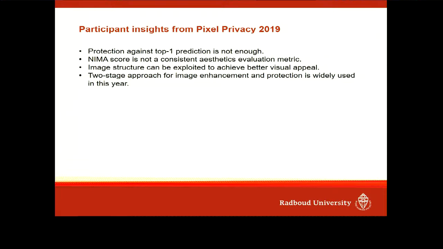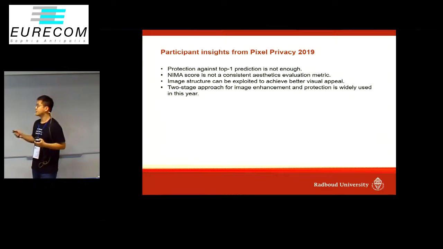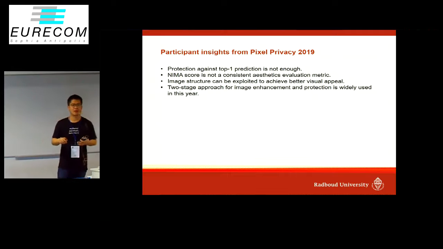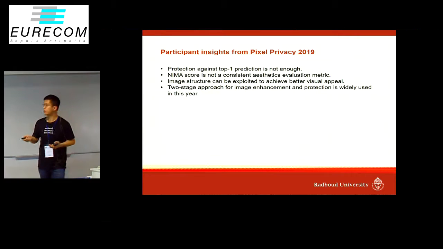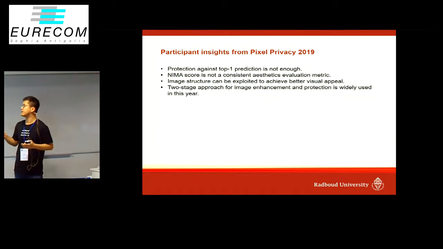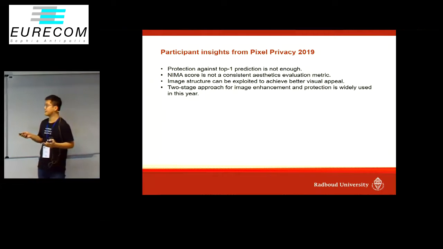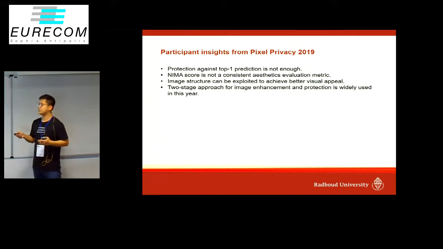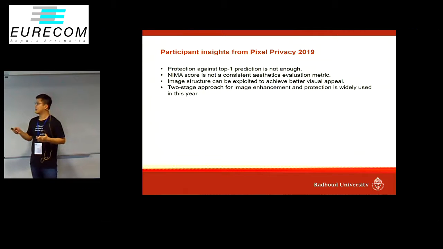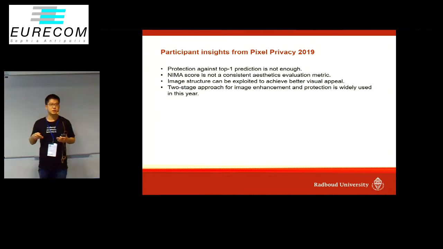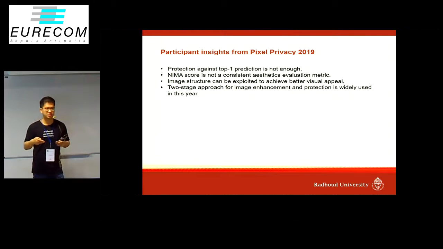Okay, here are the insights we get from our participant runs. First is protecting against top 1 is not enough. For example, if you protect against bedroom, but the new label is bed chamber, it may not help. The second is NEMA is not a consistent aesthetics evaluation metric. As the image you see in the previous slides, the images with the highest NEMA score may not agree with human evaluators, and people find them not appealing. The third is the image structure can be exploited to achieve better visual appeal. And the most frequently used approach this year is the two-stage approach. People enhance the image first, then add perturbations on it.